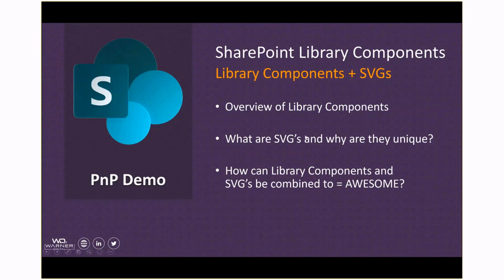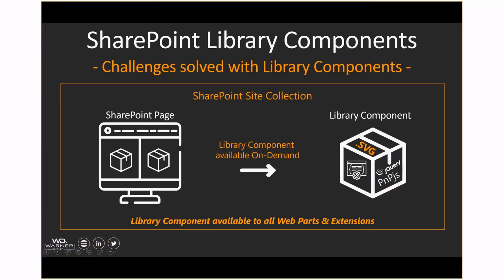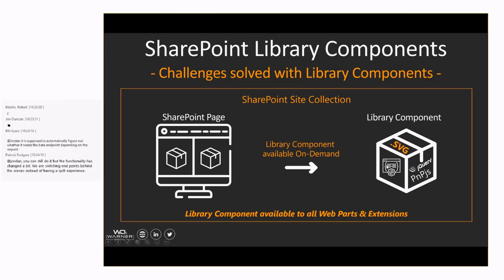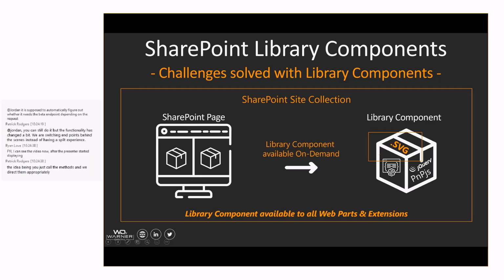So library components are a way to combine functionality that you otherwise might build into your web part or extension into a SharePoint framework module, and that allows you to access them from your web parts and extensions. So it's a way to be very performant with your functionality. One of those things that can also be included, as you can see here, are SVG files. So those are files that are fully supported to be packaged together in your SharePoint framework solutions, such as library components.